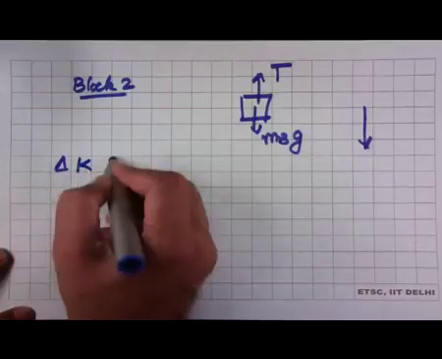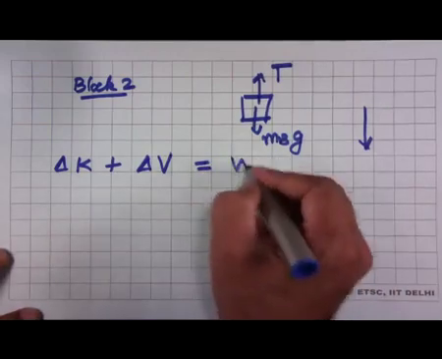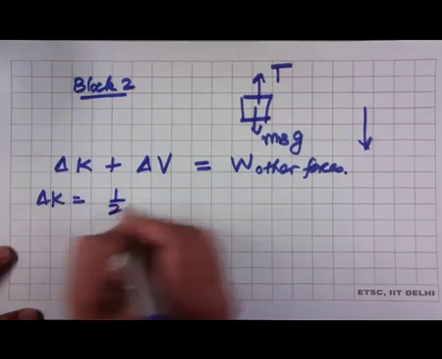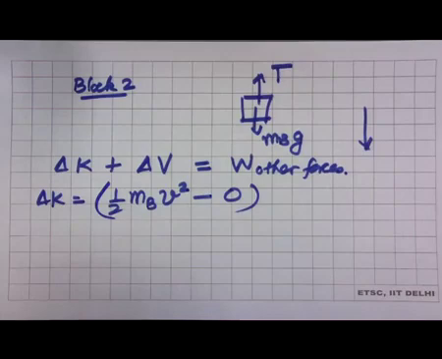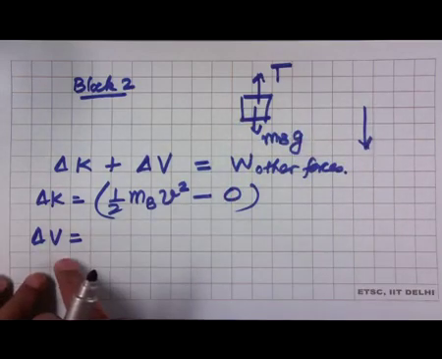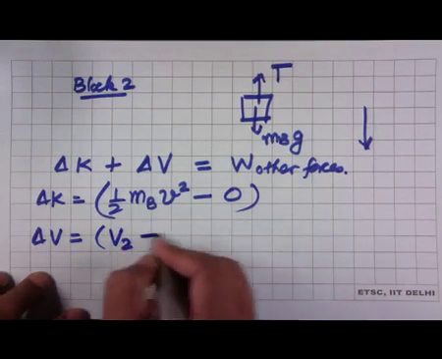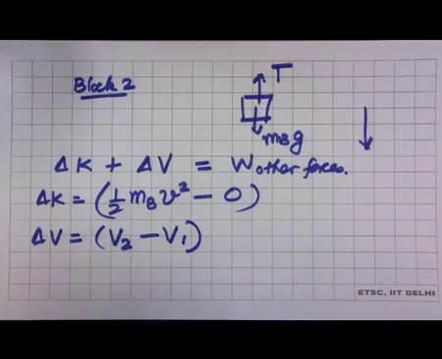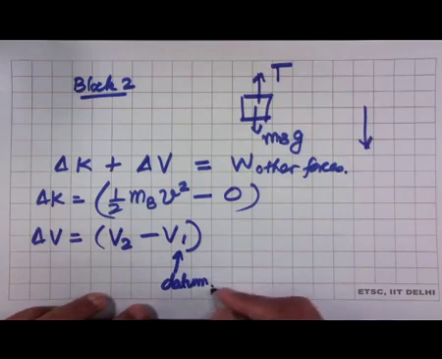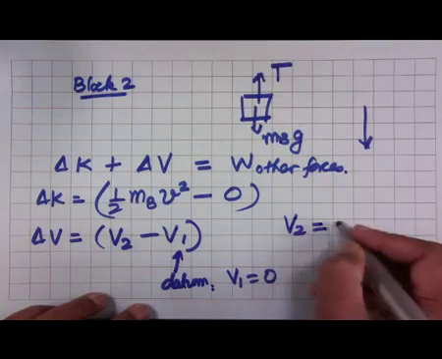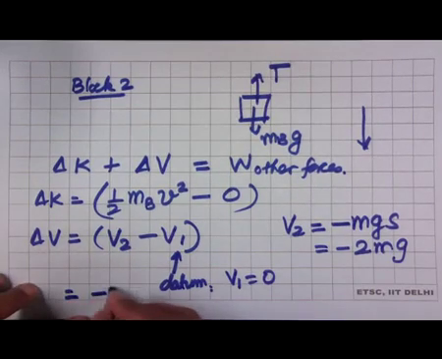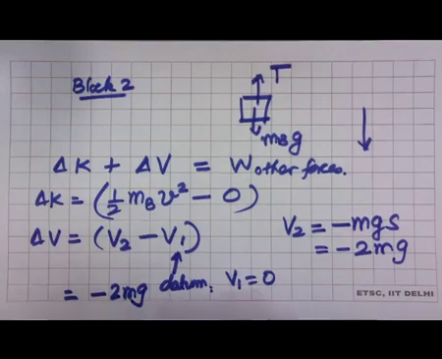Now, the work energy principle tells us delta K plus delta V is equal to work done by other forces. Now, delta K will be equal to half m_B into V square minus 0. Delta V, now potential energy, we will not talk of work done by gravity, we will talk of work done by gravity as a change in potential energy. So, this will be equal to V2 minus V1. Let us take the initial state where the block was as the datum state. So, if V1 is equal to 0, then V2 will be equal to minus m_B g into S, which is minus 2 m_B g. So, therefore, change in potential energy will be minus 2 times m_B g.